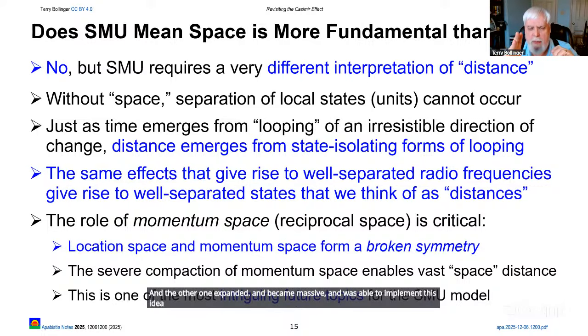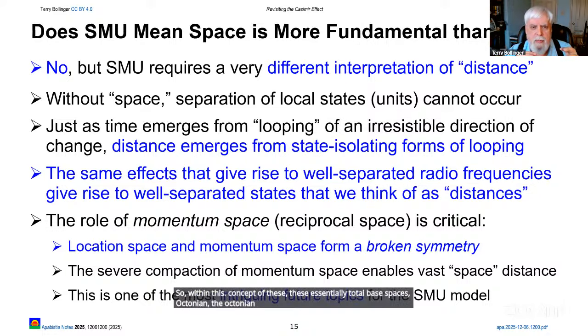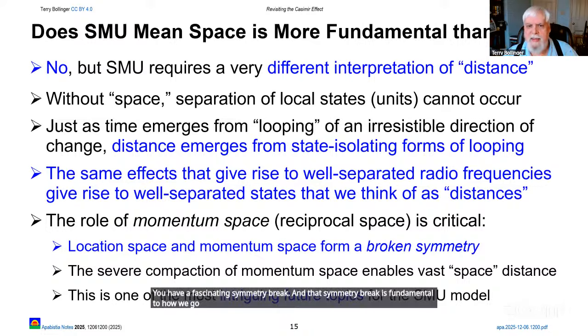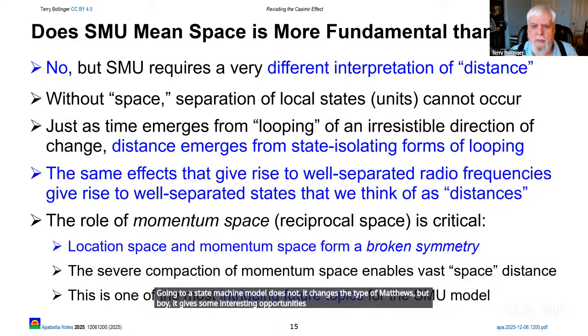So within this concept of essentially a total of 8 spaces, the octonion space is the most likely mathematical structure, there you have a fascinating symmetry break. And that symmetry break is fundamental to how we go on doing this. This is a good topic for exploration. Going to a state machine model changes the type of math you use, but boy, it gives some interesting opportunities to some maths that people have tried and maybe need to try again from a different perspective.